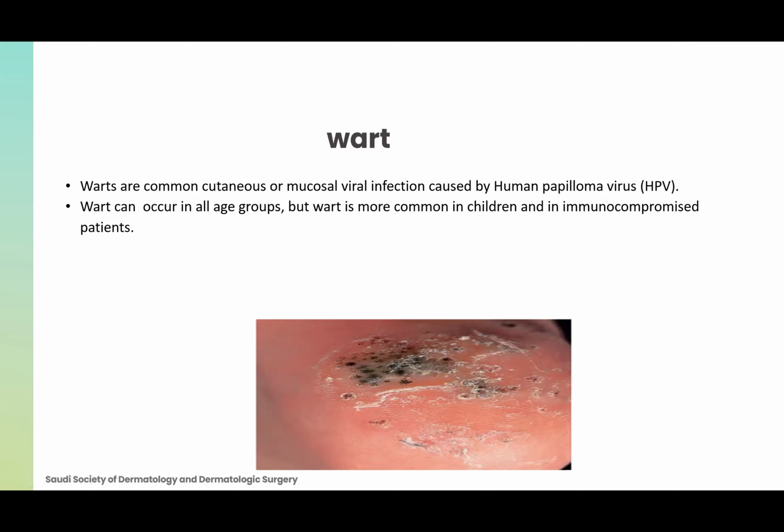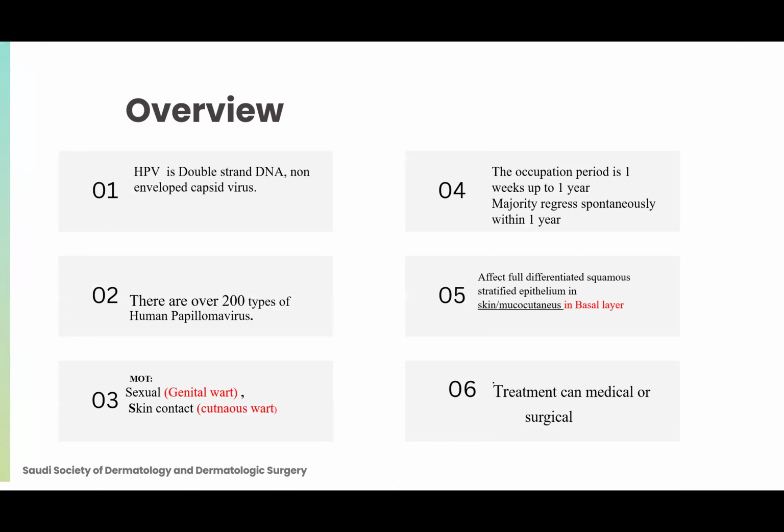They can occur in all age groups, although they are more common in children and in immunocompromised patients, including HIV patients, patients on immunosuppressive therapy, and post-renal and hepatic transplant patients. So it's quite common. HPV is a double-strand DNA virus with a non-enveloped capsid, and there are more than 200 types of human papillomavirus.